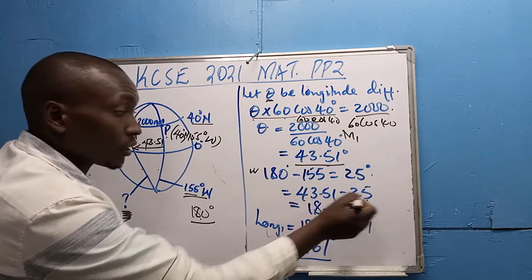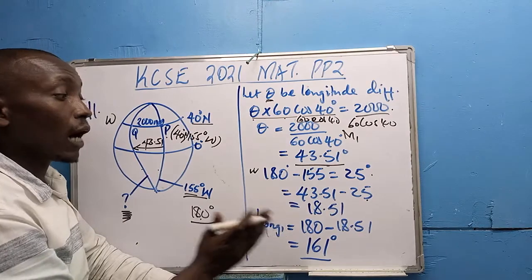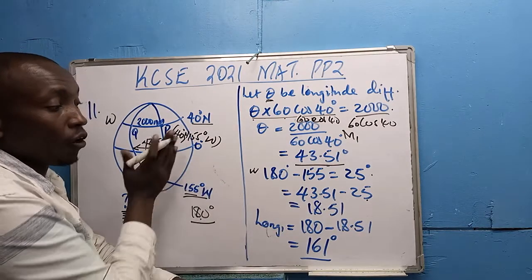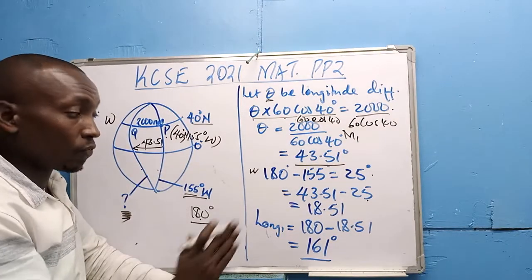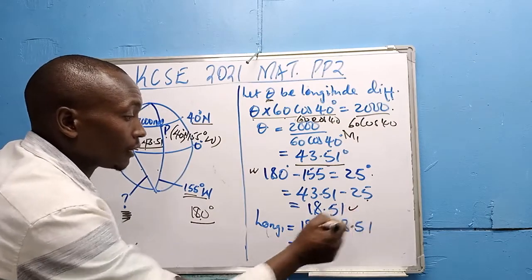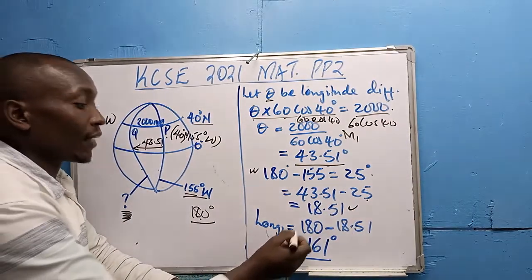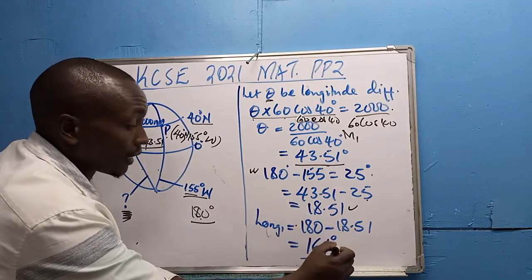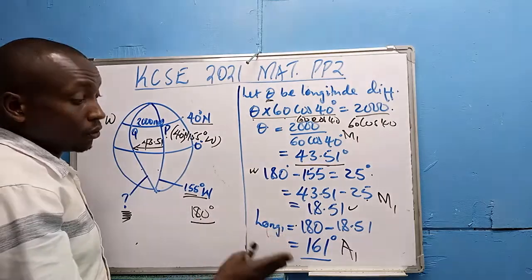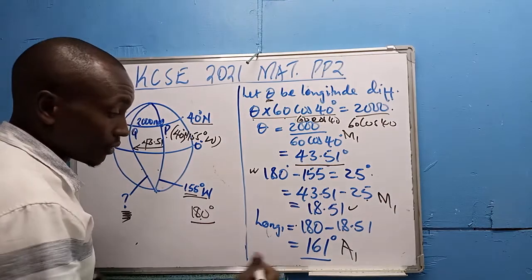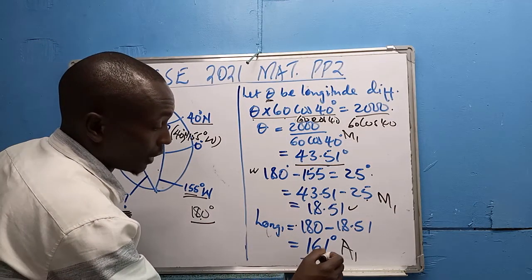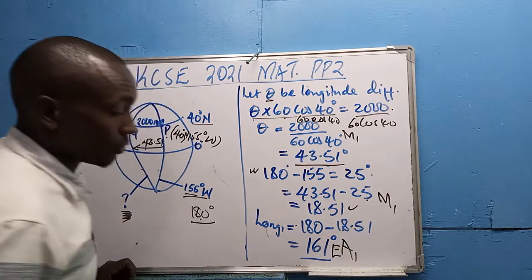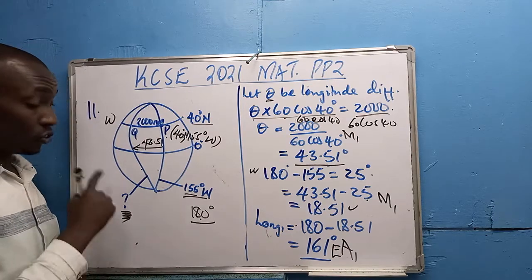43.51 subtract 25, to see what angle spills over to the eastern side. So it is 18.51. Now I can subtract from the limit of the east, 180 degrees, and I get 161 degrees east, whichever way the student does it, provided the student gets this. The east must be there. Question number 11 done.